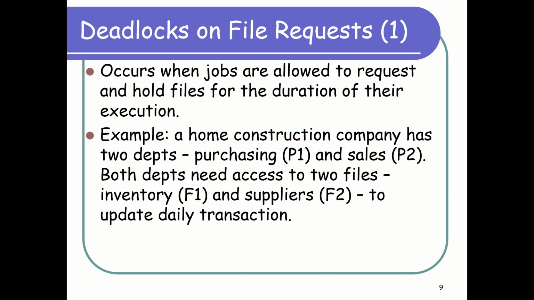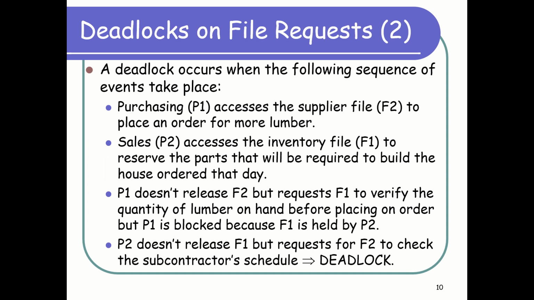Example: a home construction company has two departments, purchasing P1 and sales P2. Both departments need access to two files, the inventory file F1 and the suppliers file F2, to update daily transactions. A deadlock occurs when the following sequence of events takes place.